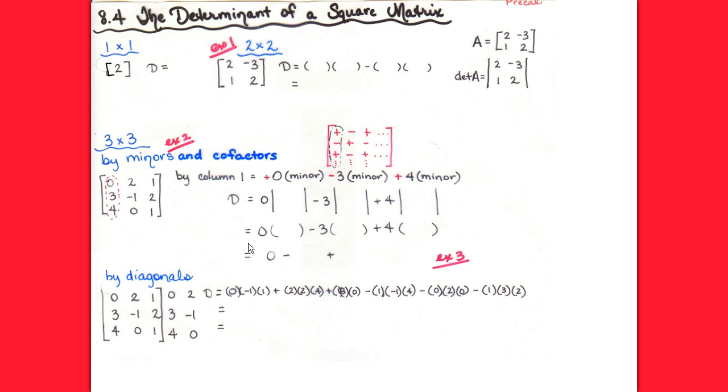So when you are talking about a 1 by 1, the determinant of a 1 by 1 is just going to be whatever the number is in that matrix. So if I'm looking for the determinant of this matrix, then it would just be 2.